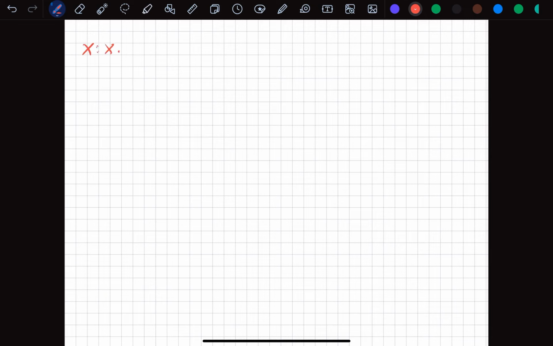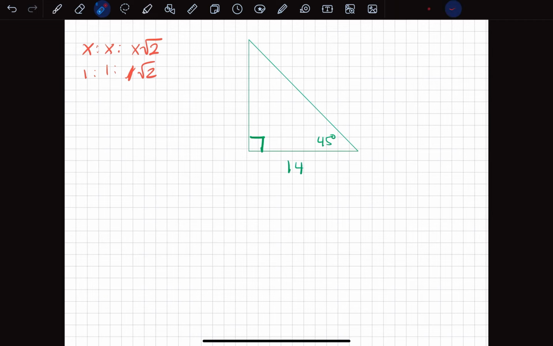This time I'm going to write it as x to x to x root 2. You might have written it as 1 to 1 to 1 root 2. And so there's a couple different situations here. So one of them, you may be given a right triangle. There's the right angle. They say this is 45 degrees. And maybe they'll also say that your hypotenuse, actually let's start with a leg. Let's go ahead and say they give you a leg and the leg is 14. They give you no other information.